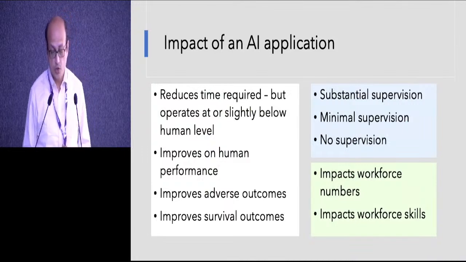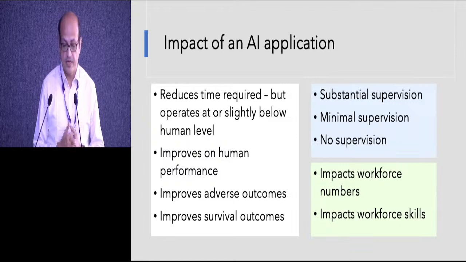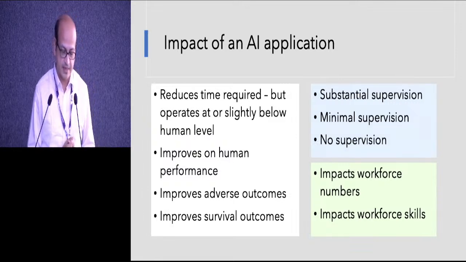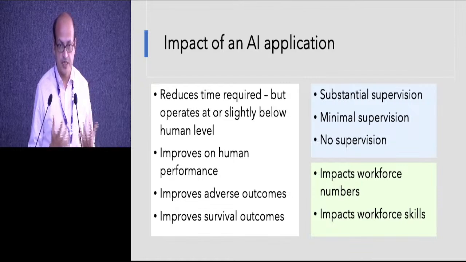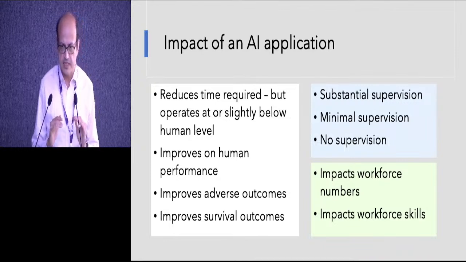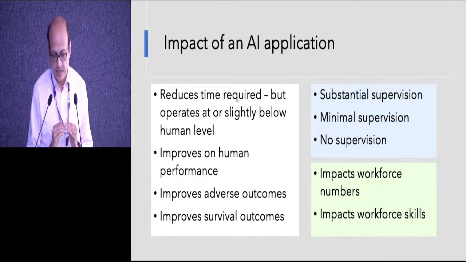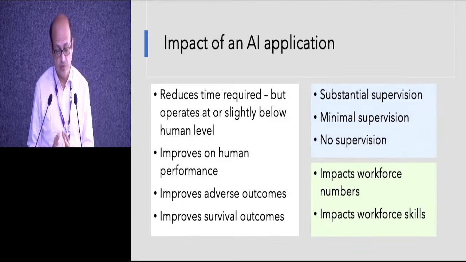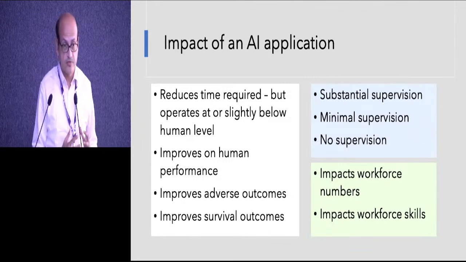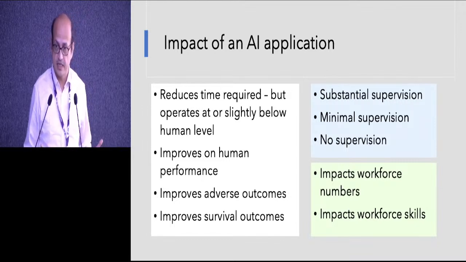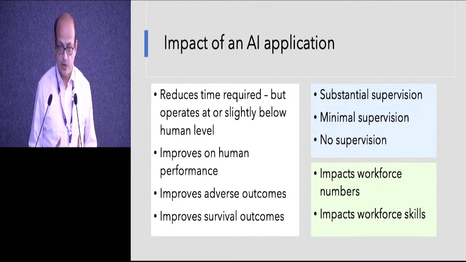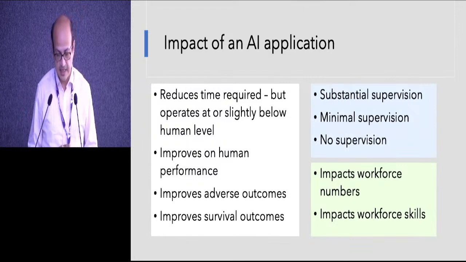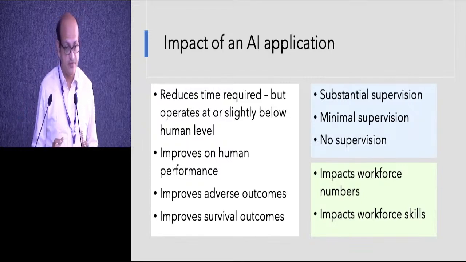Okay, so when we assess an AI application, we have to see what is the impact of an AI application. Now, if you are going to critically assess something, you have to see what does it actually do? Does it just reduce the time, but is not at human level yet? Does it improve on human performance? Does it actually lead to clinical benefits like improving adverse outcomes? Does it lead to improving survival outcomes, which is the ultimate goal of any good application? And on the other hand, you have to also look at other things like, does it require substantial supervision? Is it safe enough to be left on its own?